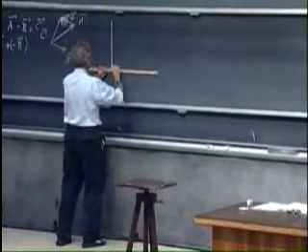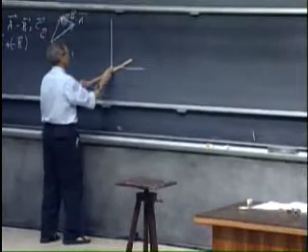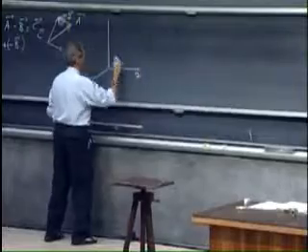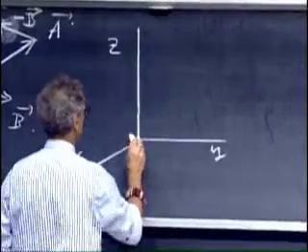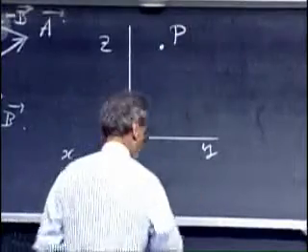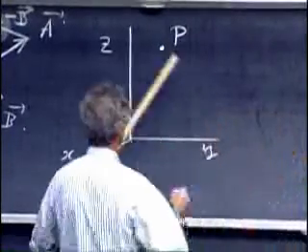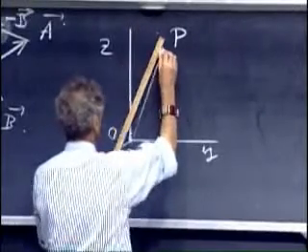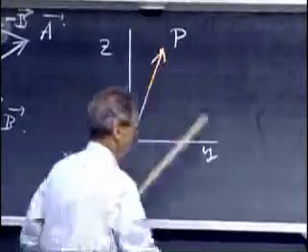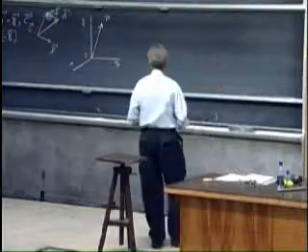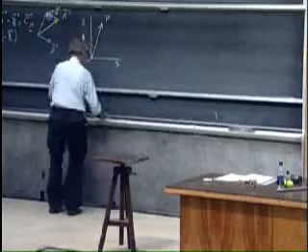This is my z-axis. This is my x-axis, y-axis, and z-axis. This is the origin O, and here is a point P, and I have a vector OP. That's the vector. And what I do now, I project this vector onto the three axes, x, y, and z. So there we go.